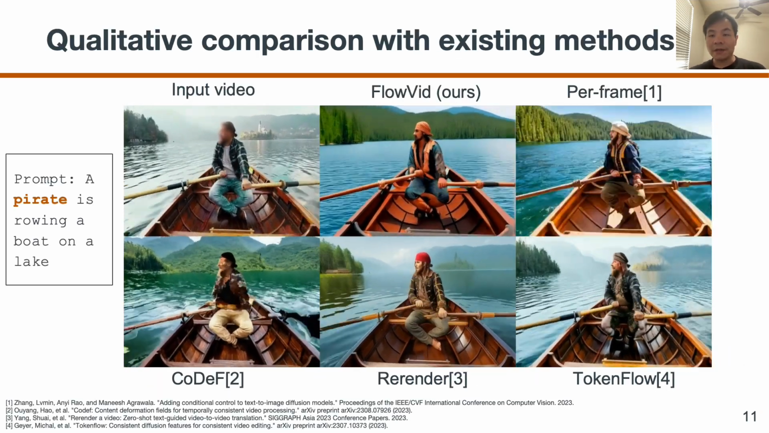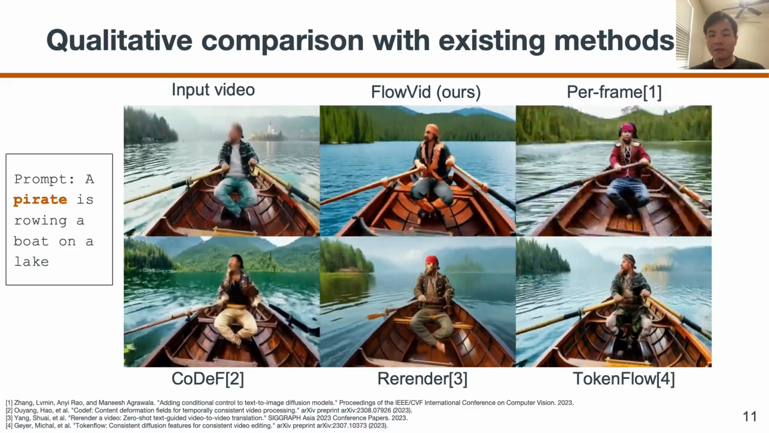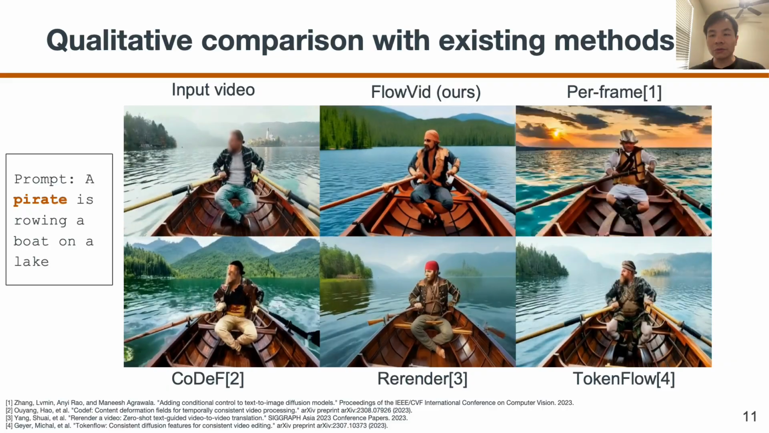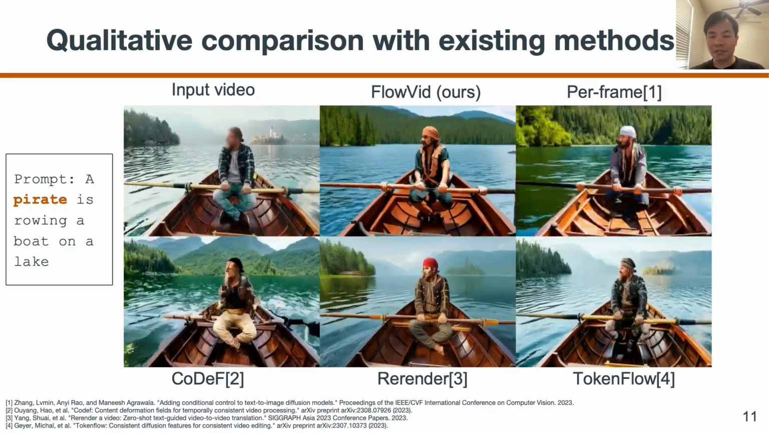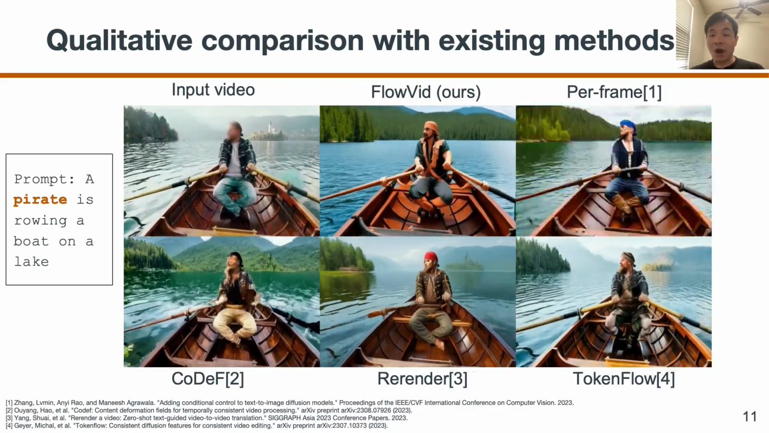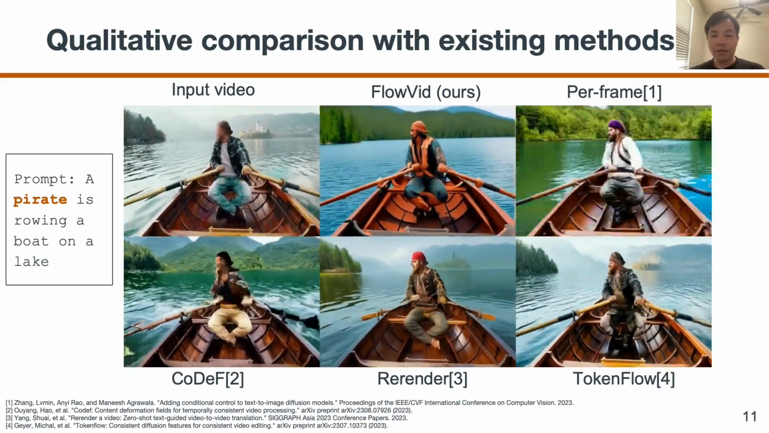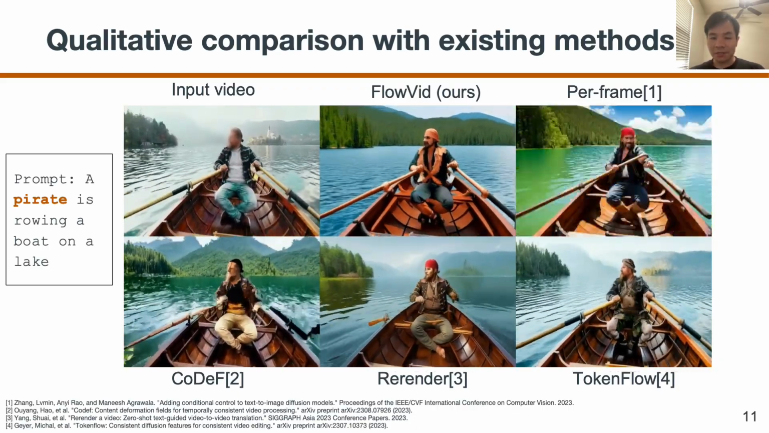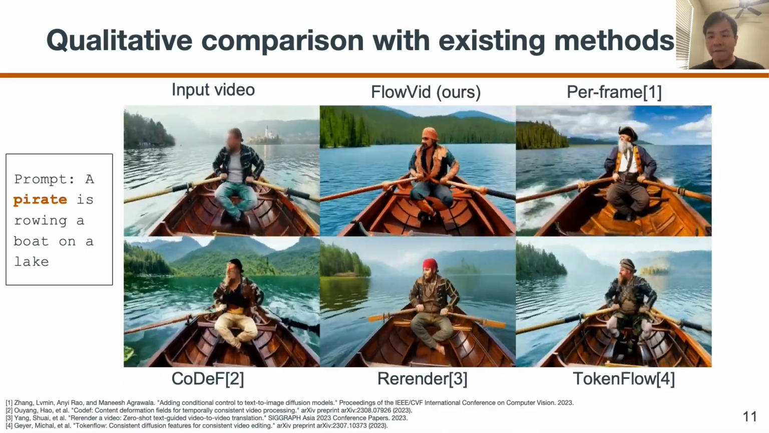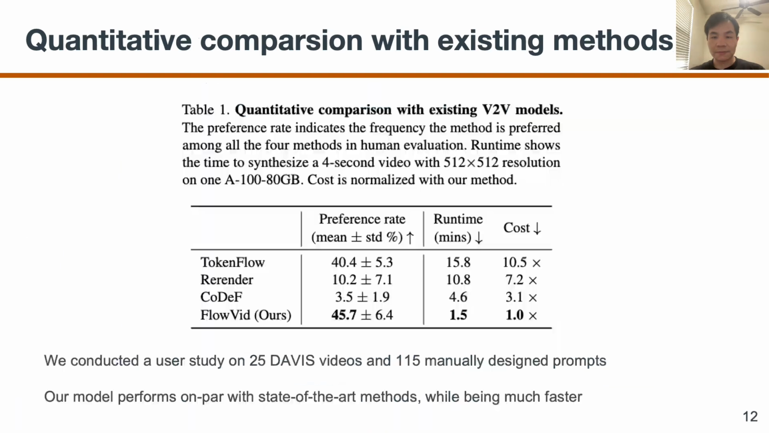Here, we provide a qualitative comparison with existing methods. For the per-frame ControlNet baseline, we could observe very severe color jittering across frames. For CoDeF, the videos are always blurry. For Rerender, the paddle sometimes disappears. TokenFlow is the most competitive method, but sometimes fails to follow the prompts.